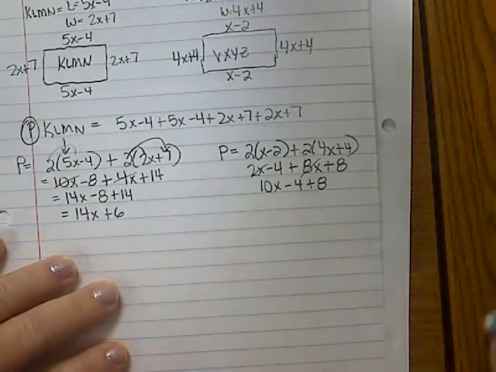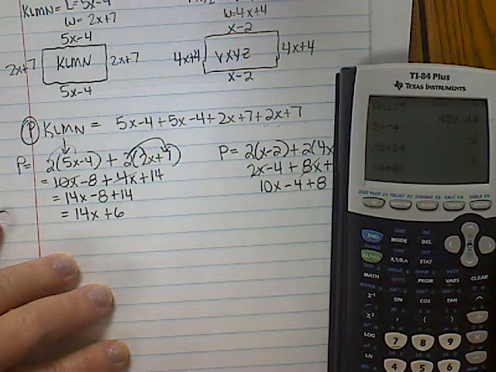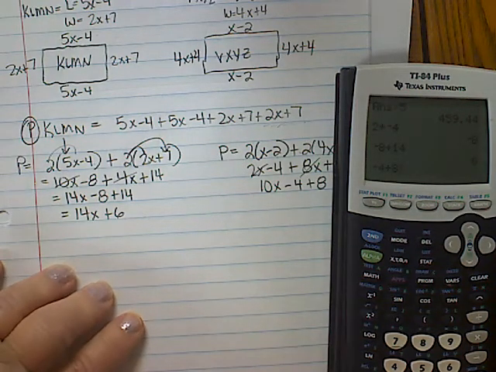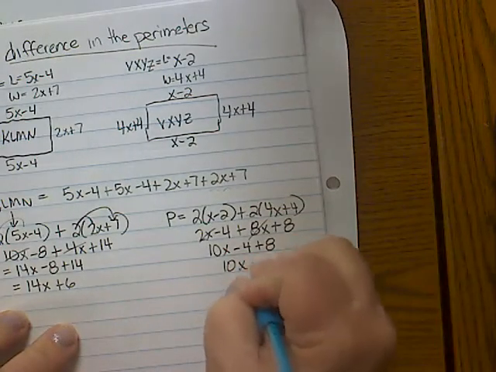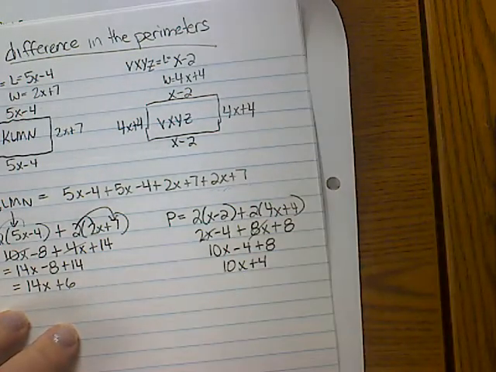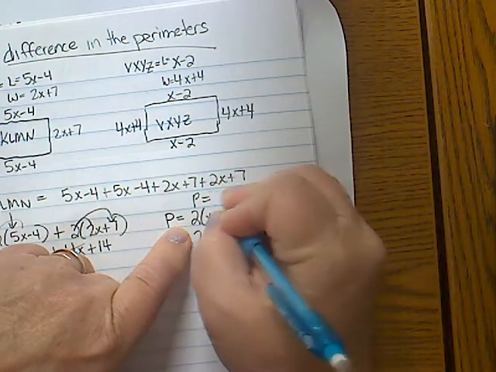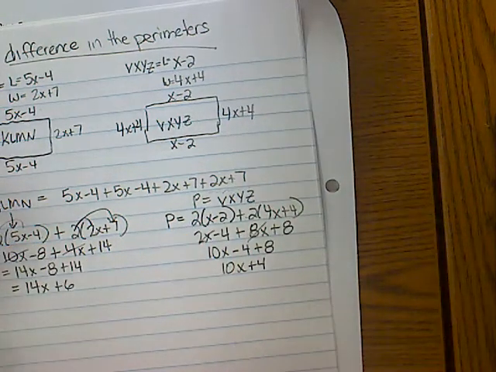So now I have negative 4 plus 8, and I hope you're doing this in your calculator with me because you need to build a habit. Some of you know this, but some of you think you know it, and then you make mistakes, okay? So check it. 4. So 10x plus 4. So here's my perimeter. This is the perimeter of VXYZ. Okay, this was the perimeter of KLMN.